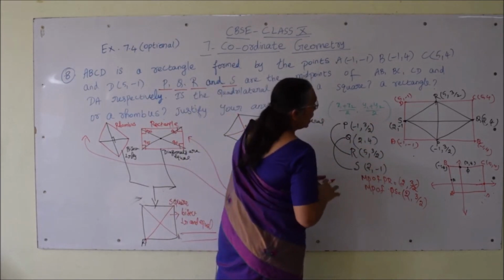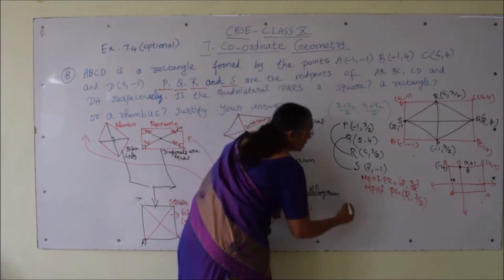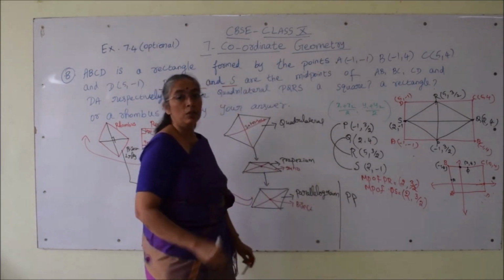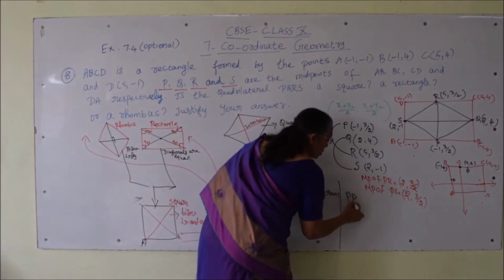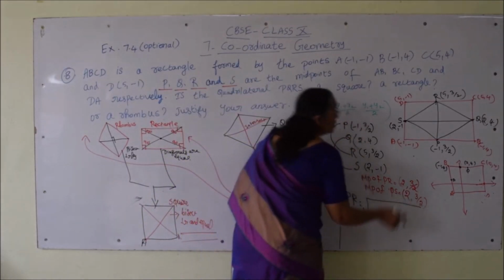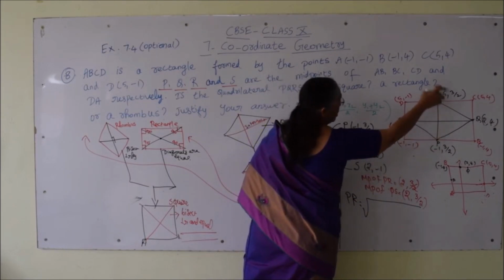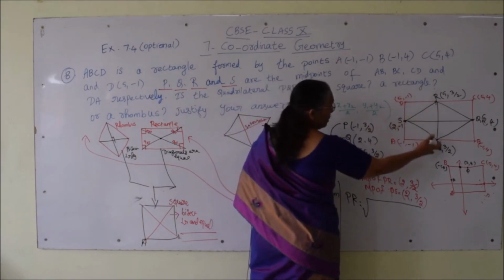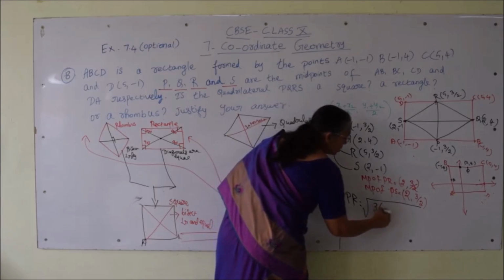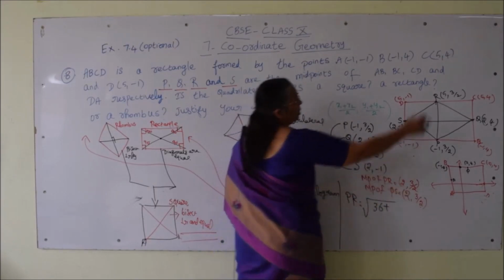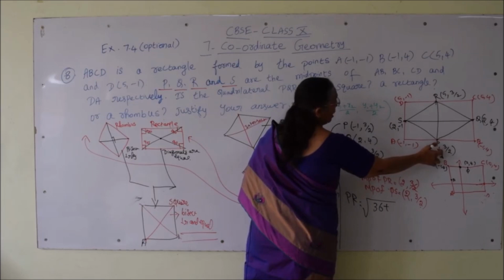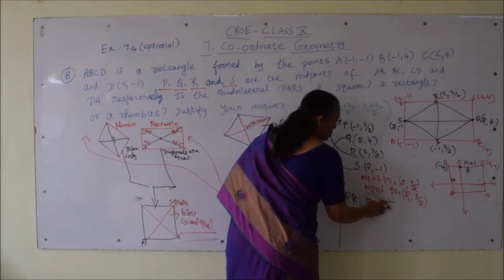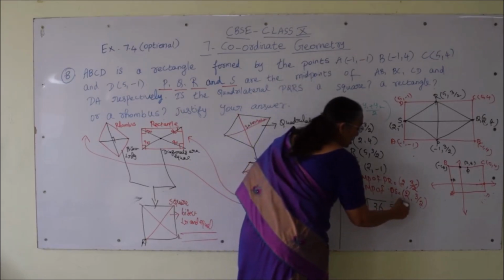Now the diagonal PR. The length of the diagonal PR, using the distance formula, is root over (x2 minus x1) whole square plus (y2 minus y1) whole square. So 5 minus of minus 1, that is 5 plus 1, 6. 6 square is 36, plus (y2 minus y1) whole square, 3 by 2 minus 3 by 2, 0. So the distance PR is root 36, which is 6.